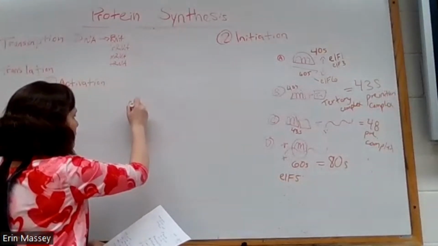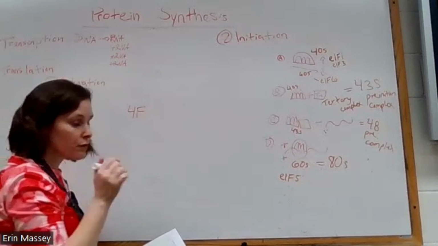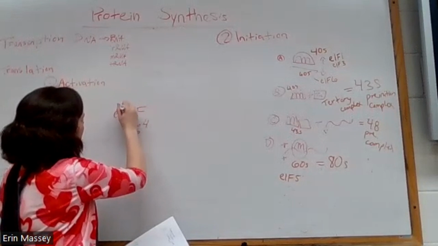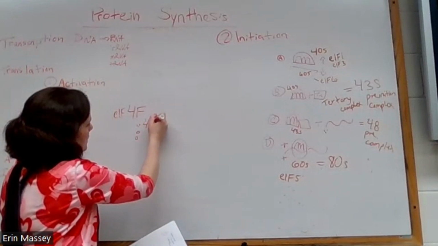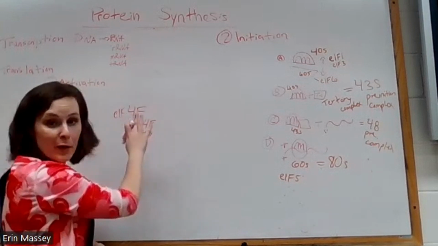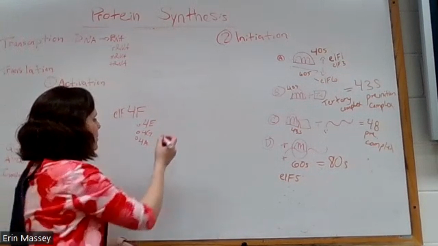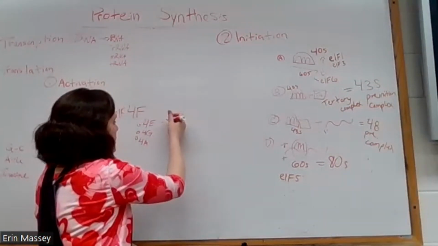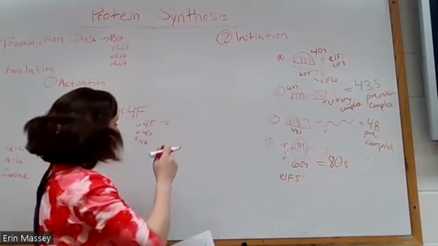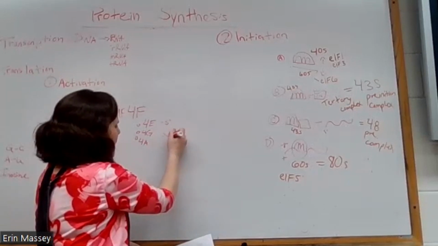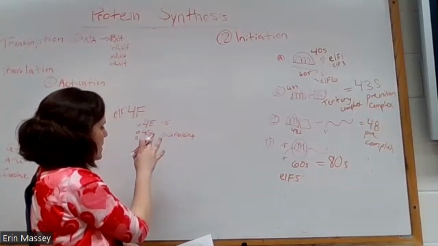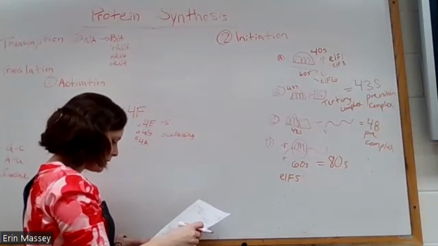So there is 4F, and 4F is composed of 3 things. It's composed of 4E, 4G, and 4A. And backwards, that spells AGE, makes it easy to remember. E is going to be responsible for clipping on the 5 prime end of the mRNA. G is, I like the word scaffolding, holding the A and the E onto itself.